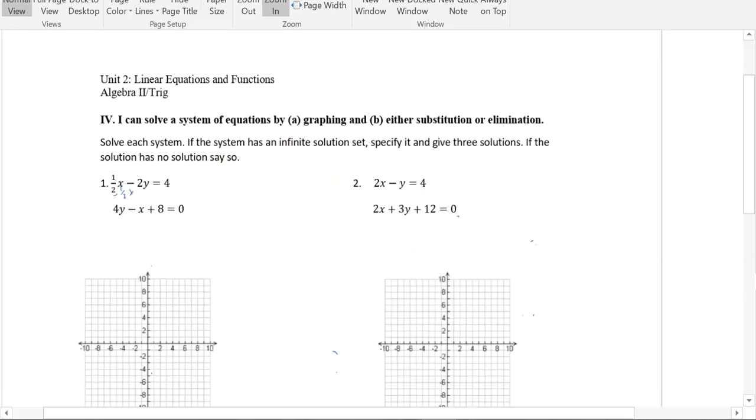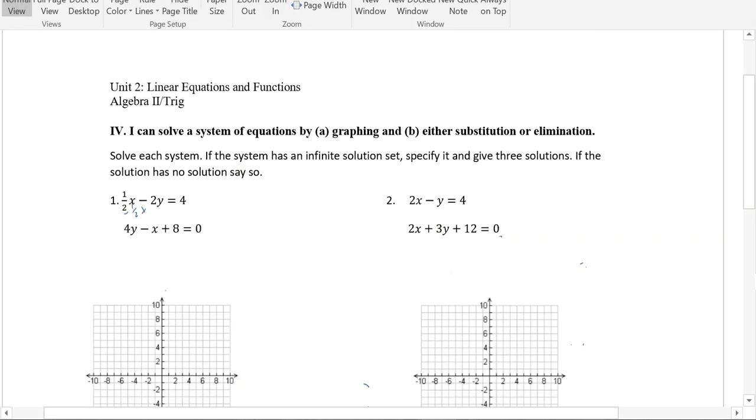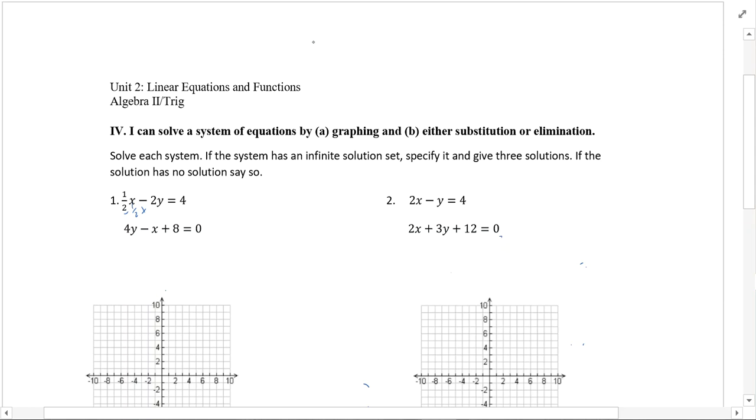All right, with page 3, you might want to take out a straight edge and 2 colors, because what we are doing now is we are going to graph these lines. And so it's asking you to graph systems. Systems are just more than one line, so 2 lines or more. And it's saying solve A by graphing, and B by either substitution or elimination. All right, so they want us to solve each system. If it has an infinite solution set, specify it and give 3 solutions. If the system has no solution, say so.